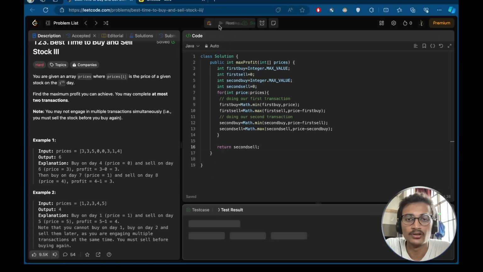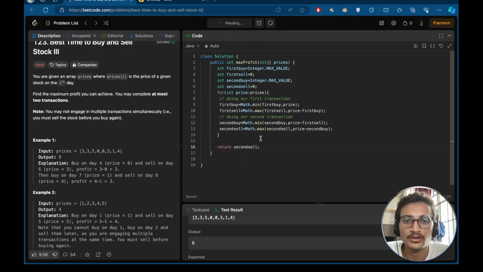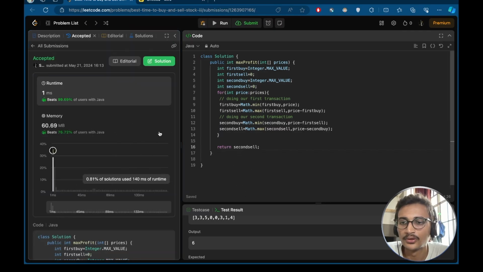Now let's try to run this code. Okay, all the test cases have been processed. Now let's try to submit this problem as well. Okay, so we have solved the problem.